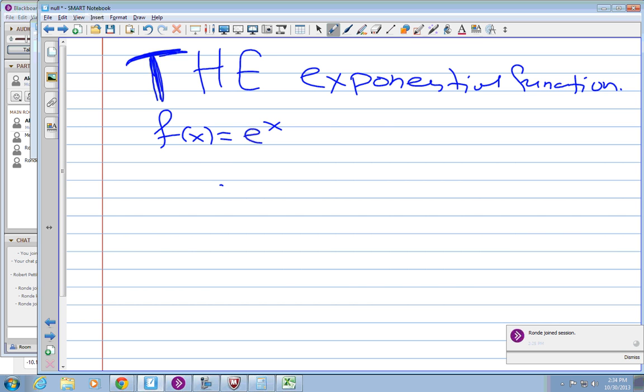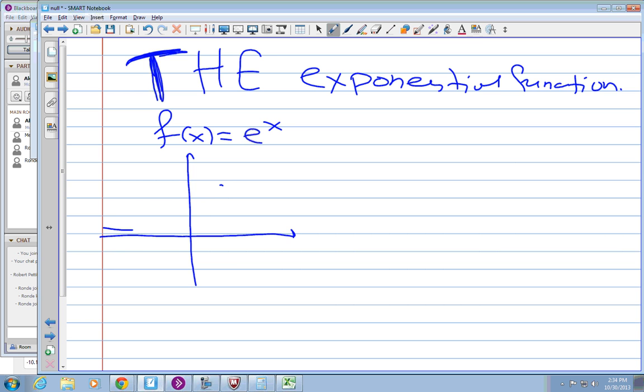Does that fit our definition of exponential functions? Remember the definition: you have a base that's positive, e is positive, and e is bigger than 1, right? e is 2.718, so we know the graph of e to the x. It's a little bit above the graph of 2 to the x, but below the graph of 3 to the x, right? This would be 2 to the x. This would be 3 to the x. e to the x is somewhere in the middle, because e is between 2 and 3.